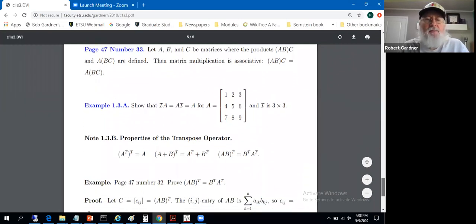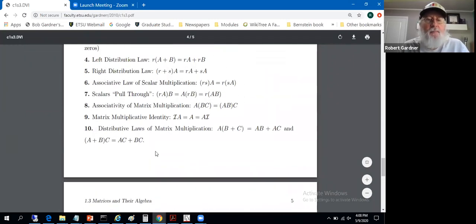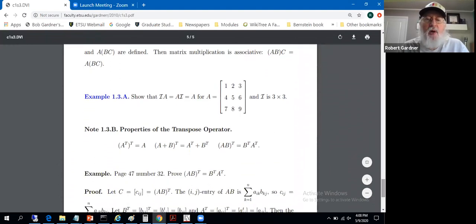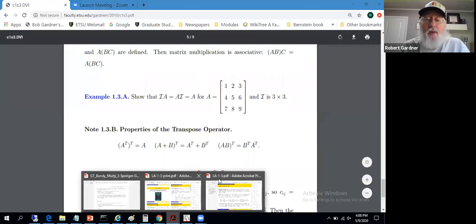We had claimed in part 9 of this theorem that the identity behaves in a certain way. Let's verify that. It's totally unsurprising. Take A to be a matrix with whatever entries, let's just say 1 through 9. And let I be also a 3 by 3 matrix, but let it be the 3 by 3 identity matrix. Okay.